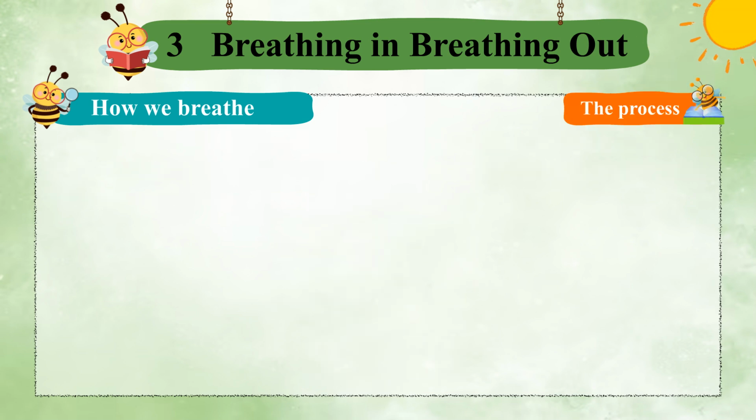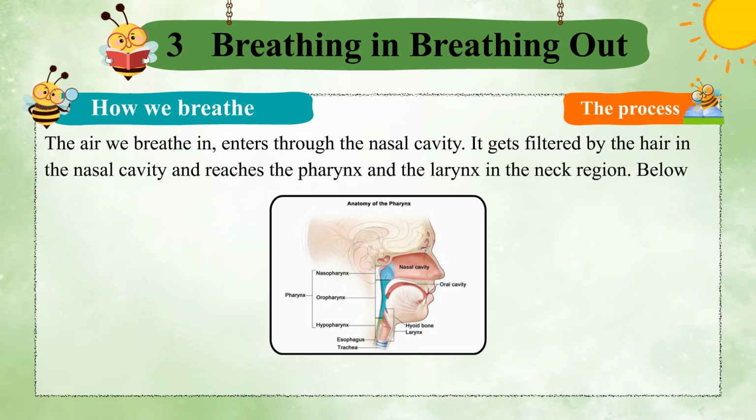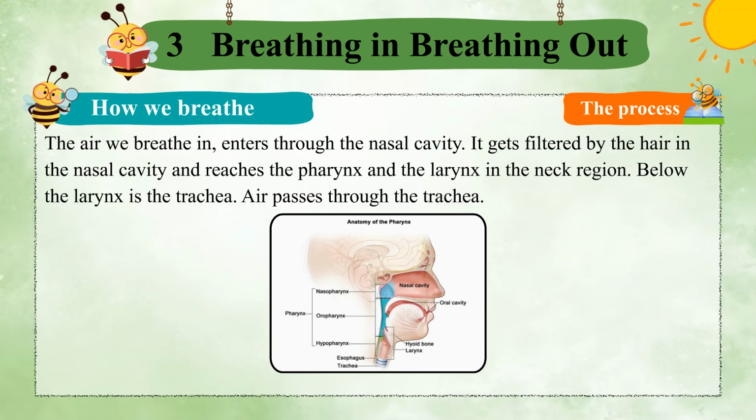The process. The air we breathe in enters through the nasal cavity. It gets filtered by the hair in the nasal cavity and reaches the pharynx and the larynx in the neck region. Below the larynx is the trachea. Air passes through the trachea.